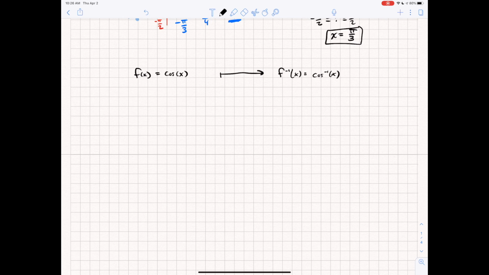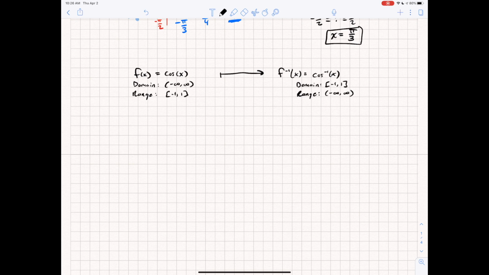Well, the original domain is like sine. It's negative infinity to infinity. And its range, like sine, is -1 to 1. Well, this means for the inverse, these two are swapped. So the domain right now for my inverse would be from -1 to 1, meaning I can only take the inverse cosine of values in between that. And then my answers have to be right now from negative infinity to infinity.